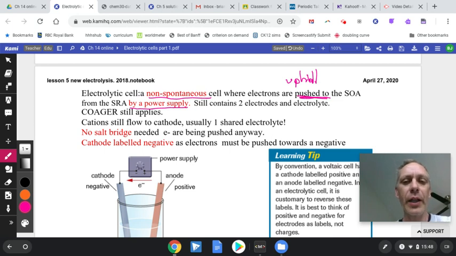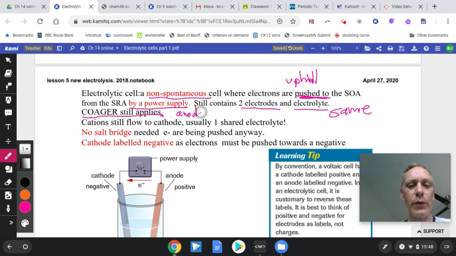Those are in red because they are different from a voltaic cell. They still contain two electrodes. They still contain an electrolyte, so that part is the same as a voltaic cell. Codger still applies. The cathode is still the strongest oxidizing agent. The anode is still the strongest reducing agent. Nothing's changed there. Cations still flow to the cathode, anions to the anode. All of those things haven't changed.